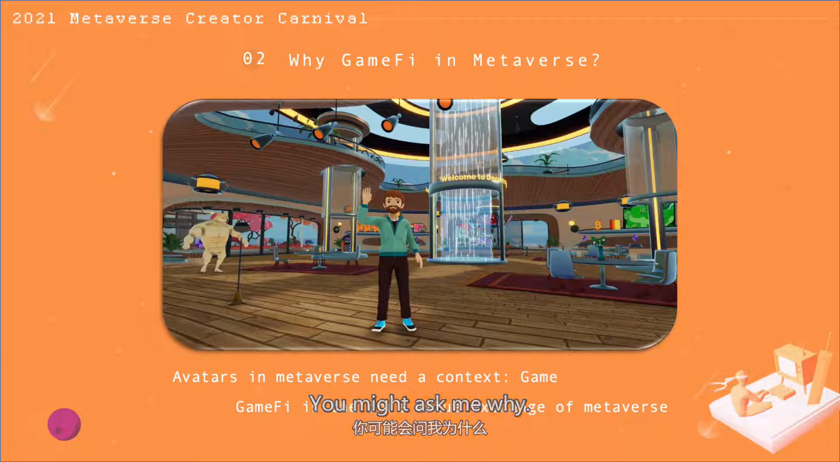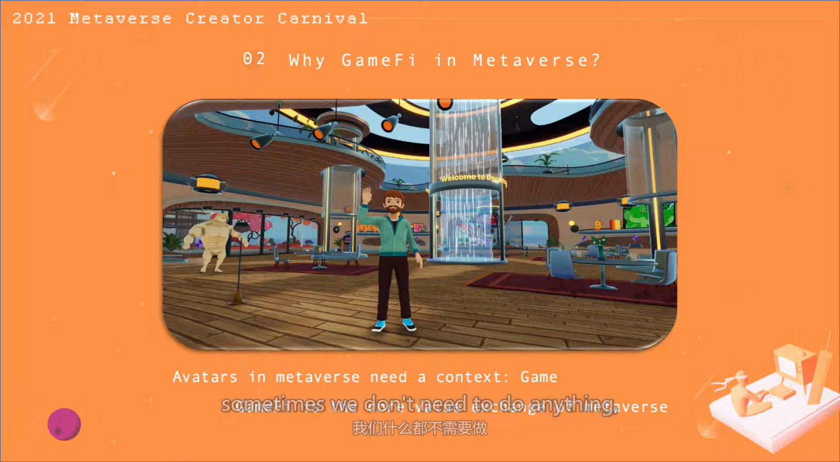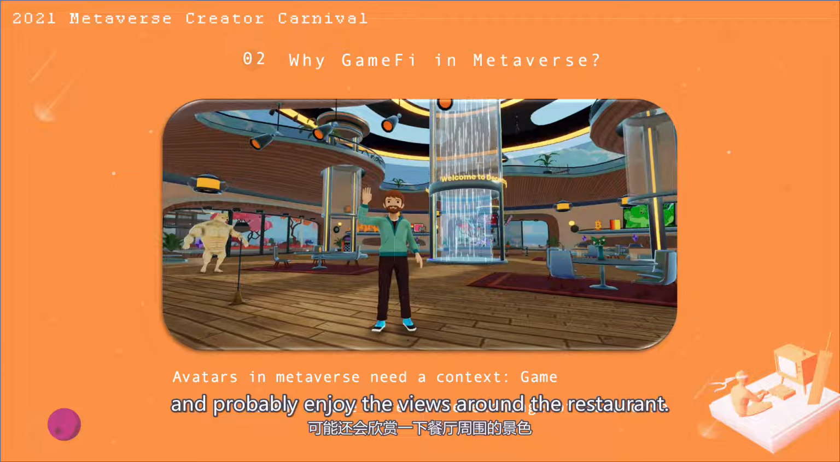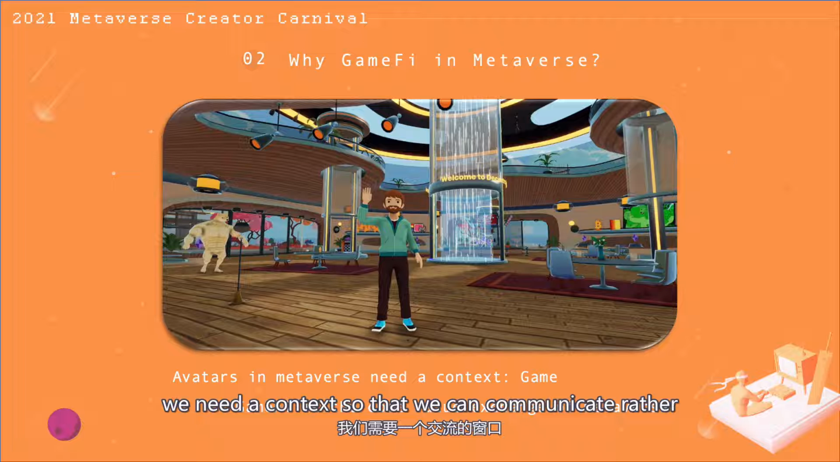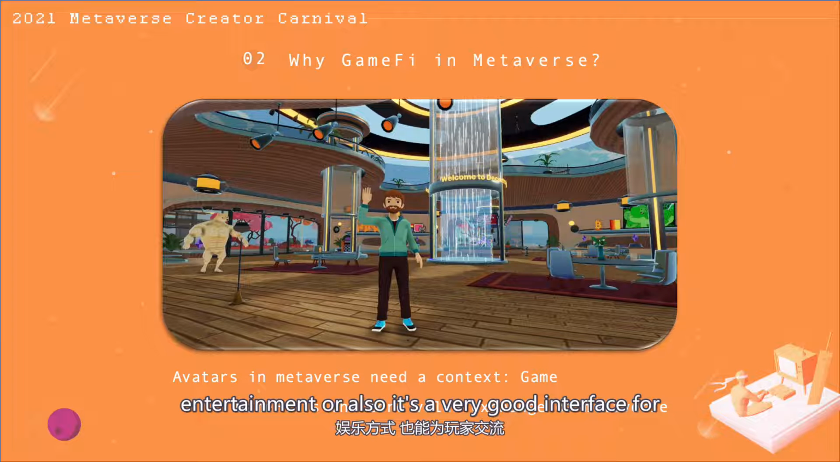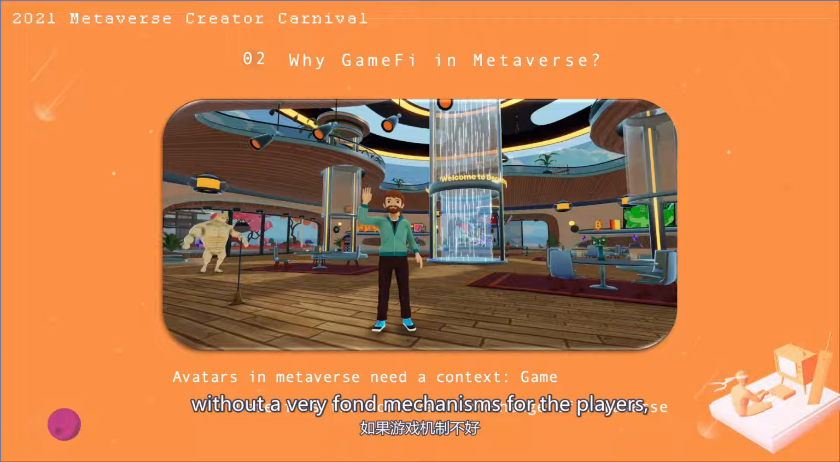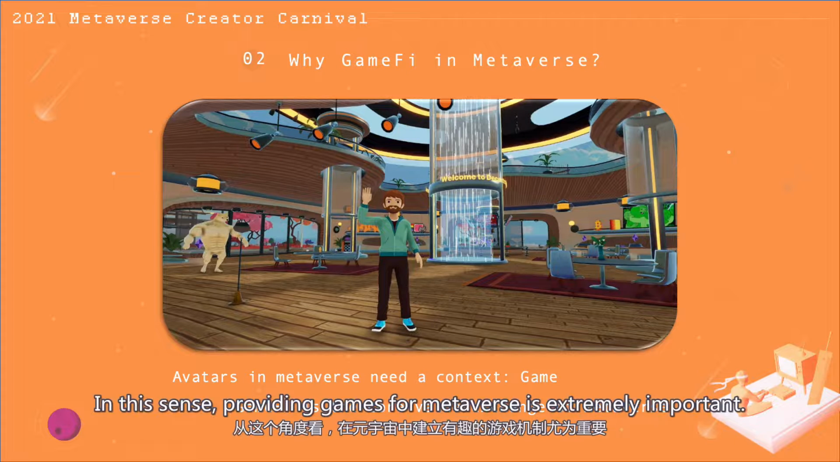You might ask me why. Well, think about this. If you and I go out and have dinner together, sometimes we don't need to do anything but just eat the food, drink the water, and probably enjoy the views around the restaurant. However, in the virtual world, the behaviors of the avatars are completely different from the real world. We need a context so that we can communicate rather than feeling bored. So game is a very good entertainment, and also a very good interface for providing the context. Without fun mechanisms, players might feel bored in the virtual world. In this sense, providing games for Metaverse is extremely important.